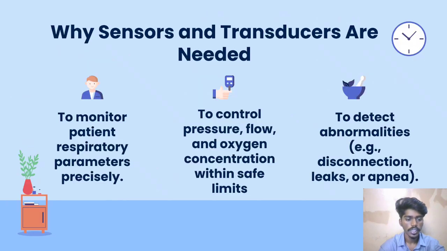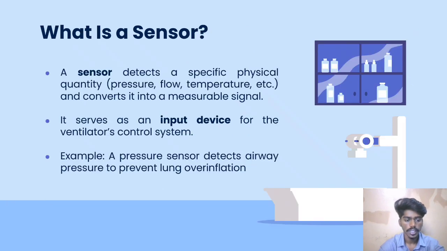Then, why do we need sensors and transducers? Sensors and transducers help the ventilator to monitor the patient's breathing continuously, control pressure and flow safely, and detect problems like tube leakage, blockage, and apnea. Then, what are sensors and transducers?